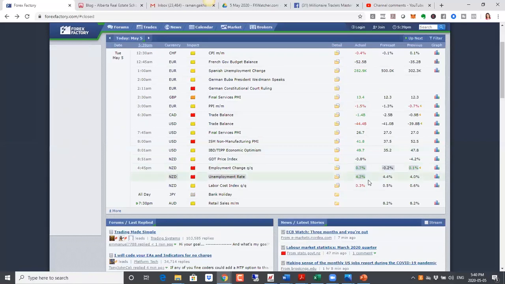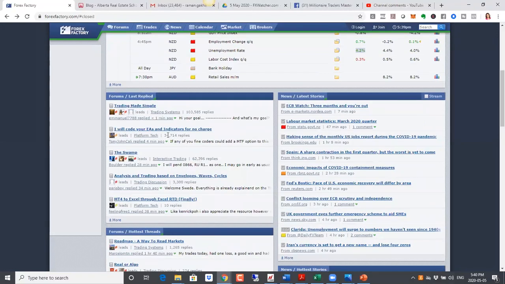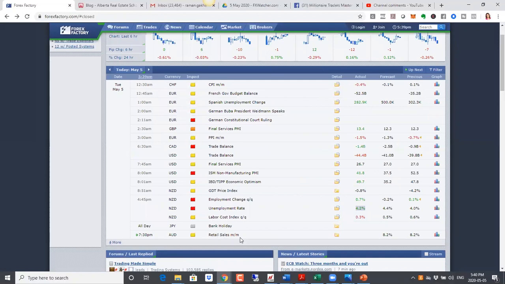And we just saw the employment numbers come out of New Zealand here, and we see that they were slightly better than expected. So here we were looking for a big decrease, or substantial decrease, but it actually came in above expectations, and the unemployment rate is actually below expectations. So that was positive. Coming up here, we do have retail sales numbers for Australia.